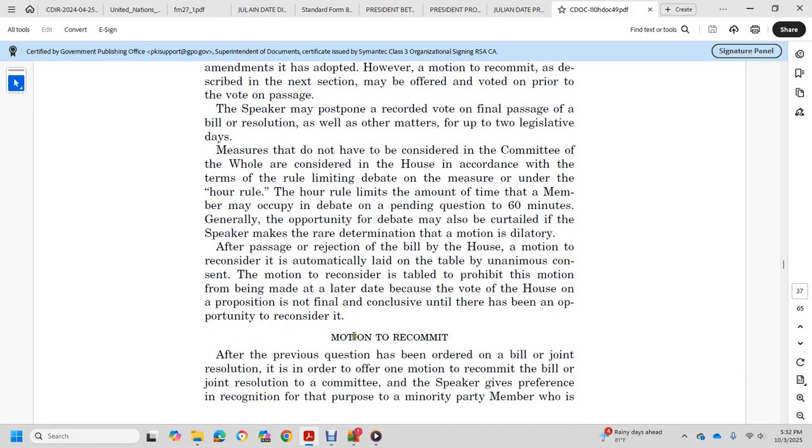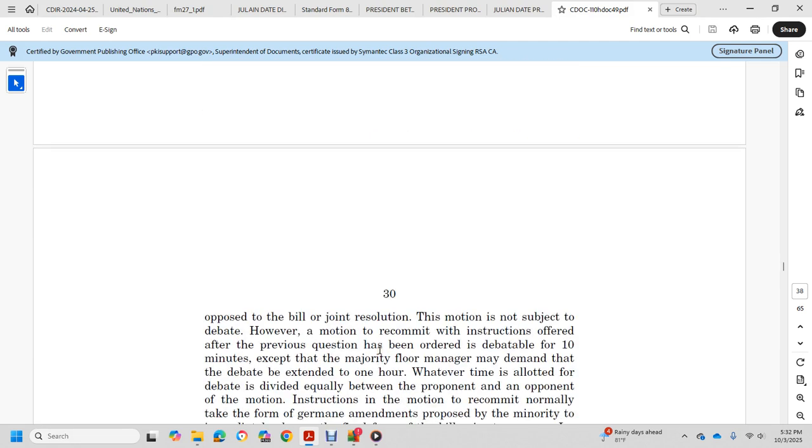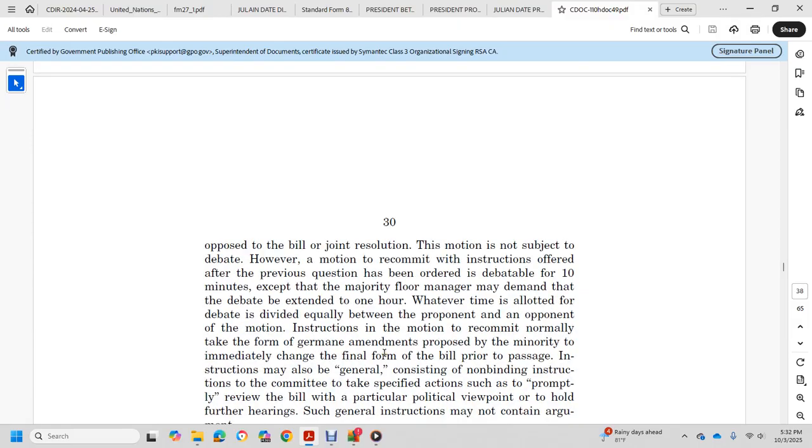Motion to recommit. After the previous question has been ordered on the bill or joint resolution, a motion to recommit the bill or joint resolution to the committee is in order. The Speaker gives preference in recognition to a minority party member who is opposed to the bill or joint resolution. The motion is not subject to debate.